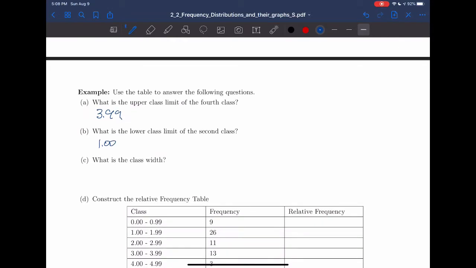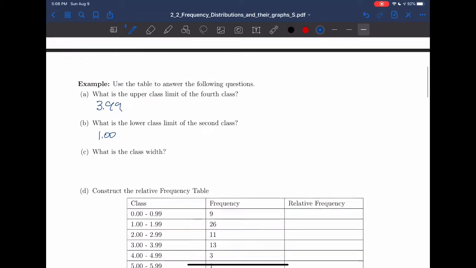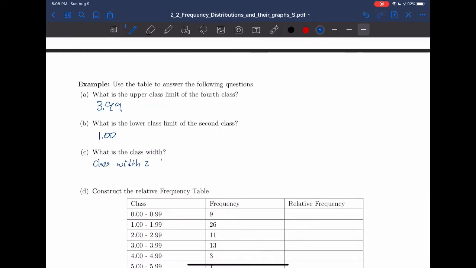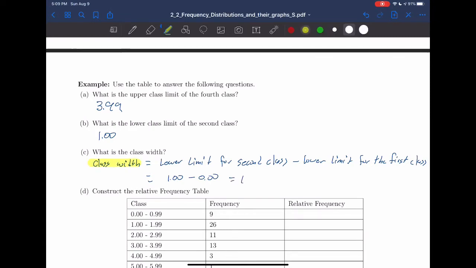So what is the class width? Well, by definition, your class width, you could say it's the lower limit for the second class minus the lower limit for the first class. So this will be 1.00 minus 0.00, which is just 1. So the class width is 1.